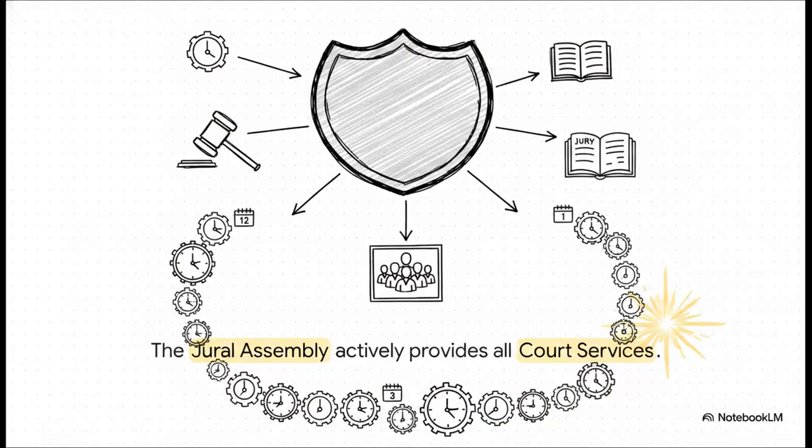Now, what's really interesting about this slide is looking at the overarching hierarchy. Notice how the Jural Assembly itself is the organizational unit actively providing court services. It isn't just some separate branch off in the distance. The Jural Assembly actively oversees the grand jury, the trial juries, the various court officers, and literally all the day-to-day functions of the courts. And they run all year long, 24/7, providing constant access to this system of justice.